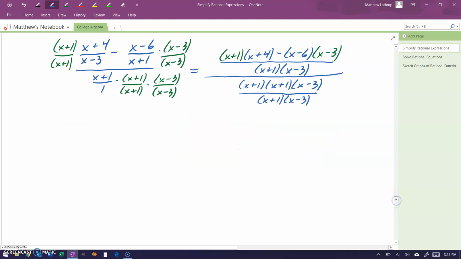We've got a lot going on, but things will start reducing and canceling and start getting a little bit easier for us. What we can do first is look at expanding what we have in the numerator of the numerator. So this will become x squared plus 5x plus 4 minus x squared minus 9x plus 18, all over that common denominator of x plus 1 times x minus 3.